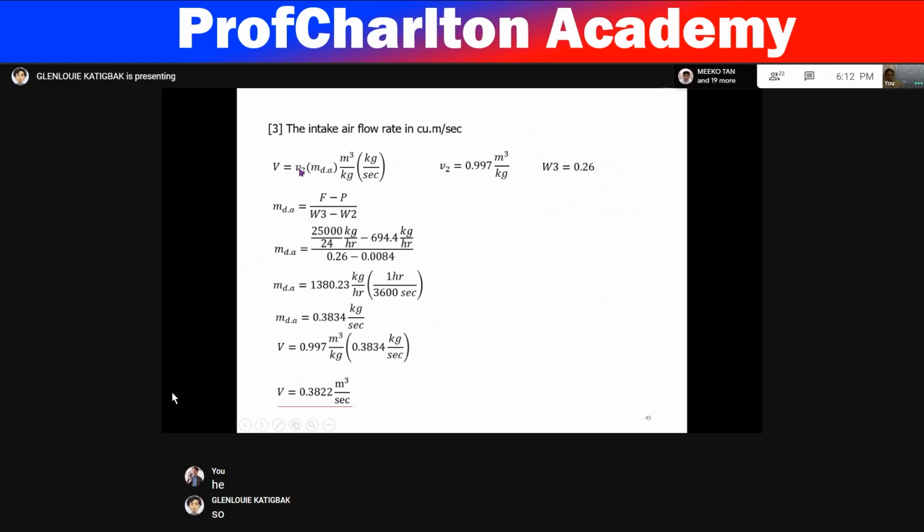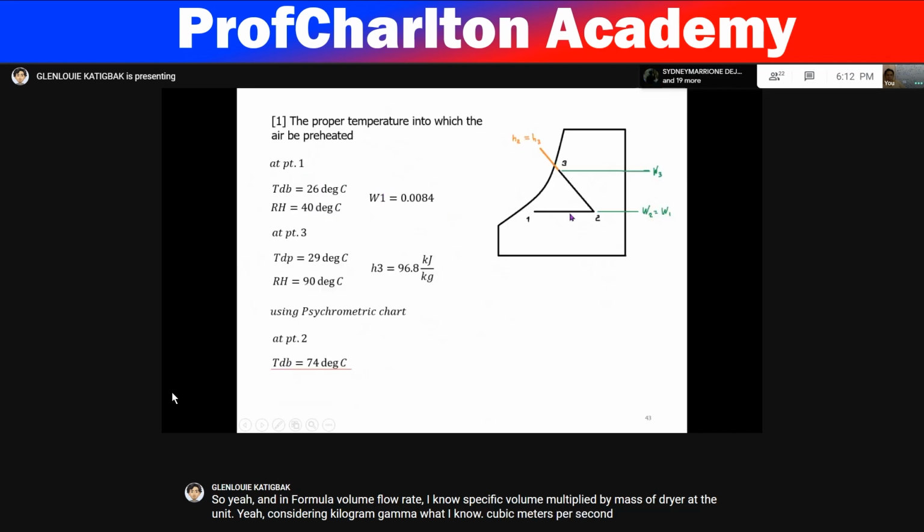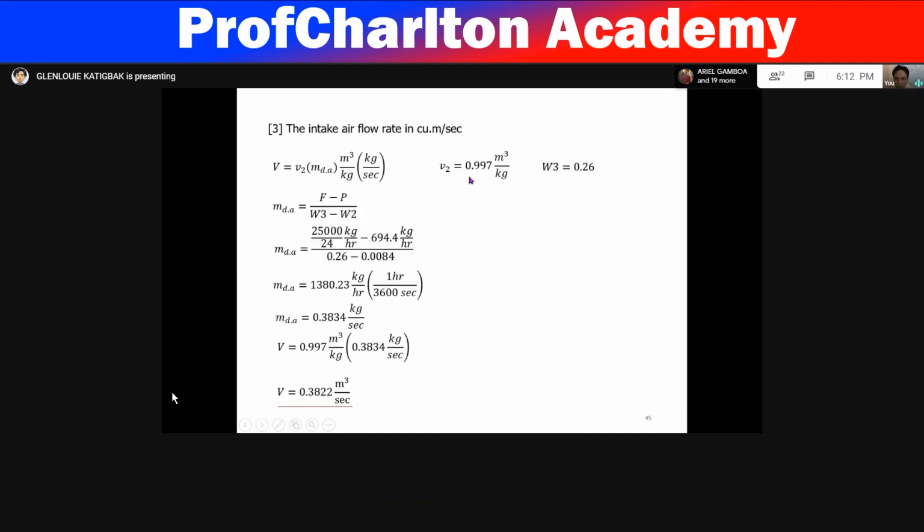Volume flow rate, specific volume multiplied by mass of dry air. Ito yung unit niya. Cancel yung kilogram, kaya makakakuha tayo ng cubic meters per second. Tapos, given naman yung V2 natin at point 2. Since nakuha natin yung point dito, makukuha natin yung ibang point, yung specific volume, sa psychrometric chart. Okay. Makukuha mo yun, specific volume.